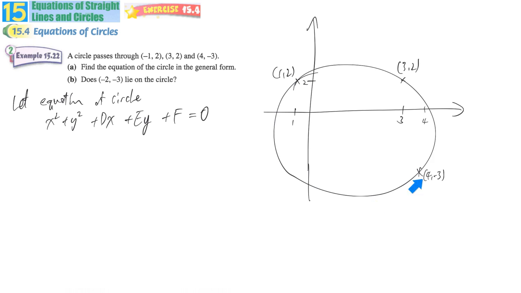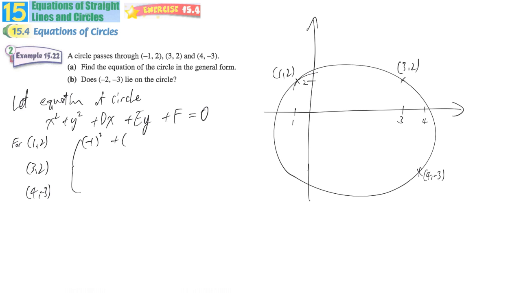Any point that lies on a curve fulfills the corresponding equation. So we can substitute this point into this equation, also these 2 points. Therefore, we will create 3 equations in order to find the 3 unknowns. So we are going to write down 1, 2, and then another point is 3, 2, and also 4, -3. Substitute one by one, we will have 3 equations.